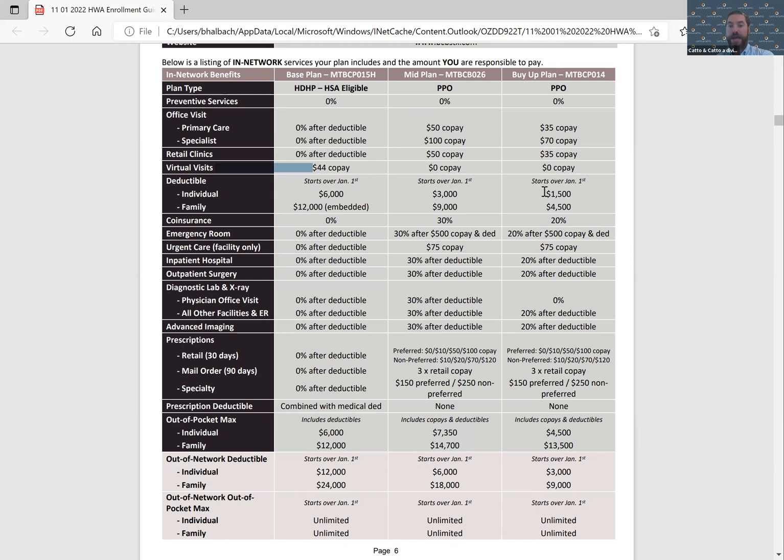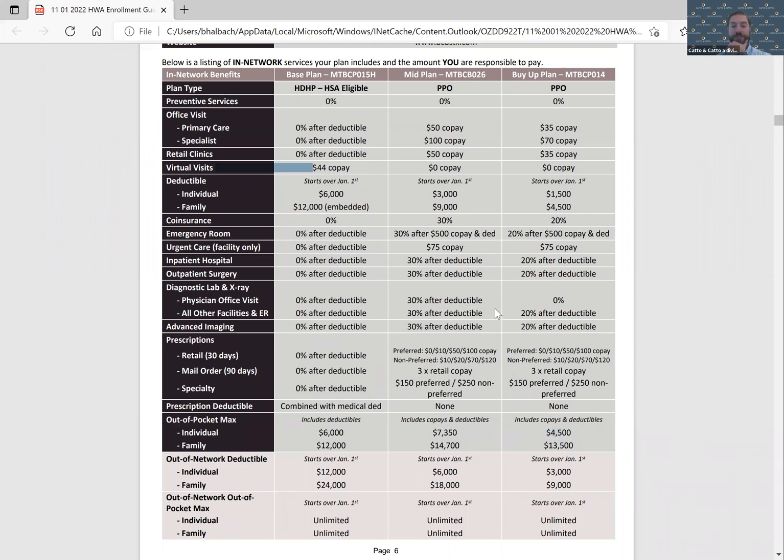Same math works on the buy-up plan with respect to a hospital visit. You're paying $1,500, then you're paying 20 cents on the dollar, and that 20 cents on the dollar has to add up to 3,000. Again, how did I get there? 1,500. You pay all of that, then you're only paying 20%, 20 cents on the dollar. Once your 20 cents on the dollar equals 3,000, 1,500 plus 3,000 equals 4,500. That's how that math works.